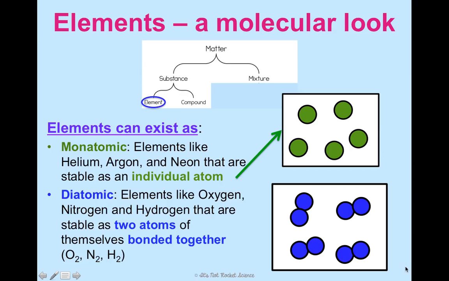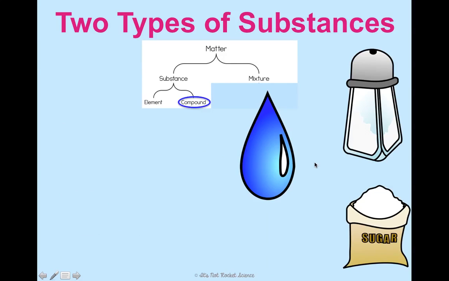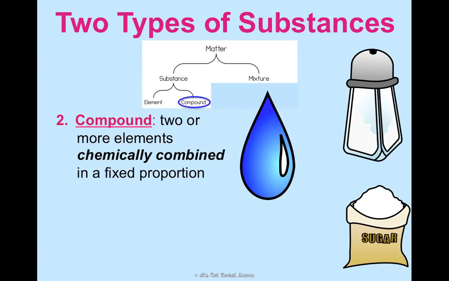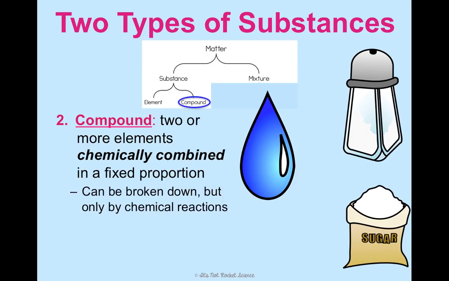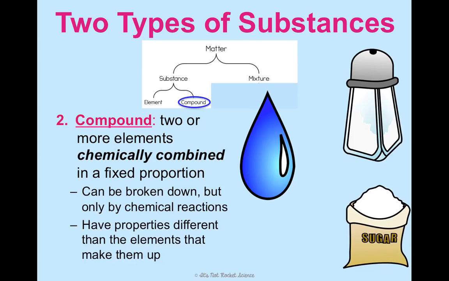Now, this is different from a compound. A compound is another type of substance, but it has to be 2 or more different elements, and they're going to be chemically combined, and it's always going to be in some sort of fixed proportion. You can break the elements apart, but it takes a chemical reaction to do it. And because they're chemically combined, it's a totally new substance. So the compound has entirely different properties than the elements that make it up.